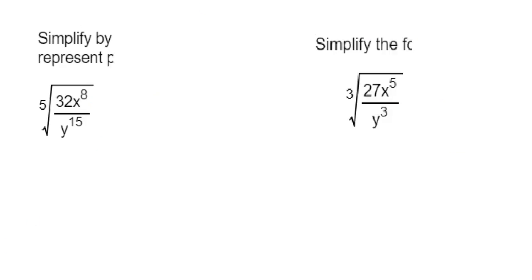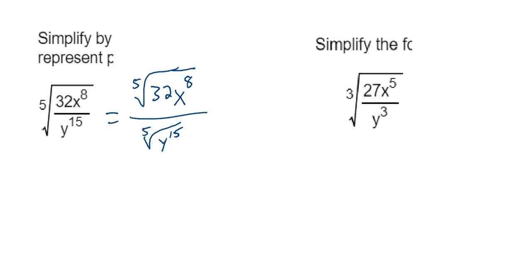All right. Let's simplify the 5th root of 32x to the 8th power over y to the 15th power. Same thing that we did on the last couple of examples. We will apply the 5th root to the top and bottom of this fraction. So we will have the 5th root of 32x to the 8th power on top. And on the bottom, we'll have the 5th root of y to the 15th power. Kind of the same thing that happened in the last example. The denominator, it has to simplify nicely, and it does, right? We'll divide. 15 divided by 5 gives me y to the 3rd power on the bottom.